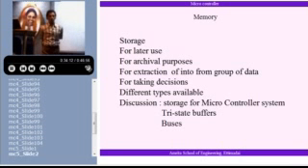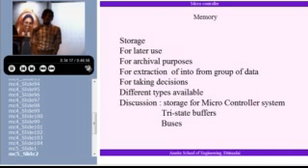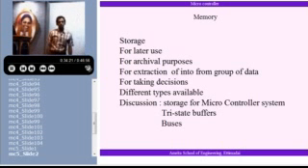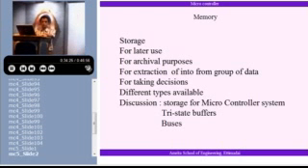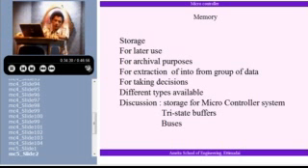Next is memory. Now we are entering the era of microcontrollers. Memory is basically used to store data and to read data. You store data in the form of bytes. You read data from the memory as bytes. That's the basic purpose of a memory.